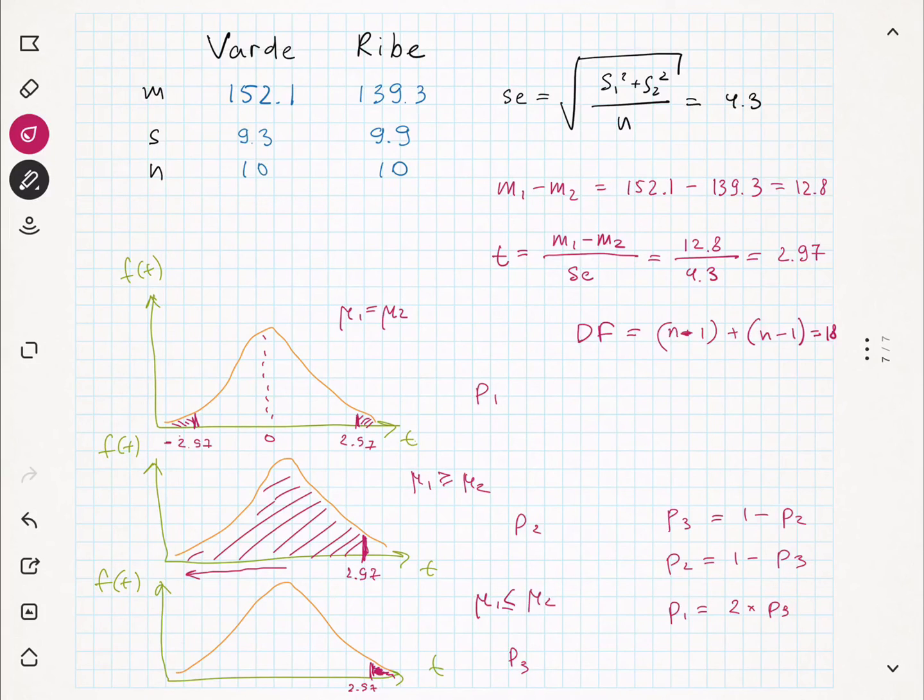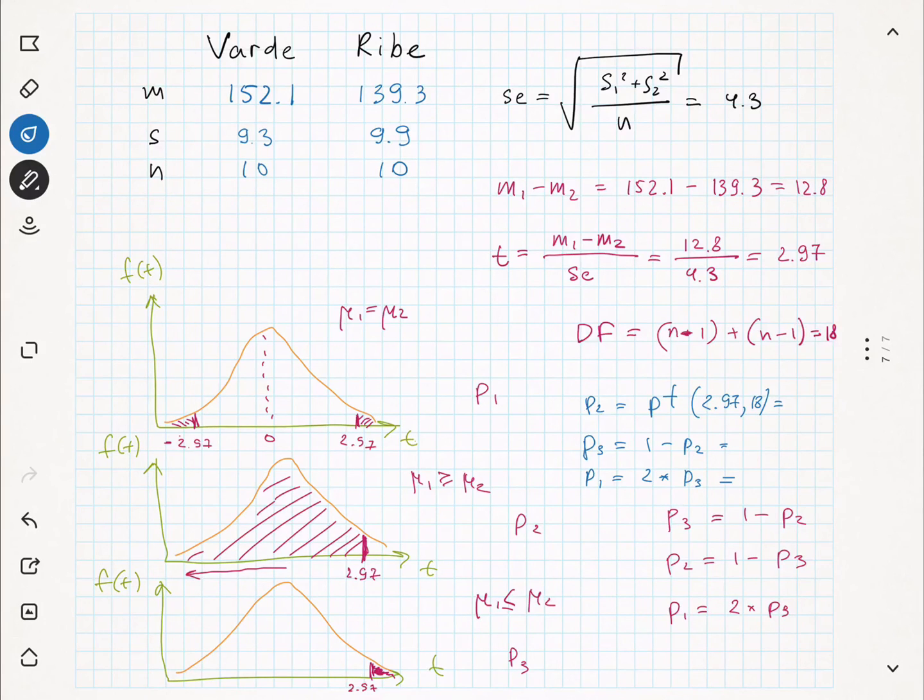Let's check this with calculations. I will just use the CDF function for the t-distribution, so I have to write it like this. For example, to get p2 it will be pt, the CDF function for the t-distribution, 2.97 and then 18 degrees of freedom. And then p3 will be 1 minus p2, and p1 will be just double p3. So we just need to calculate only one value using the t-distribution.